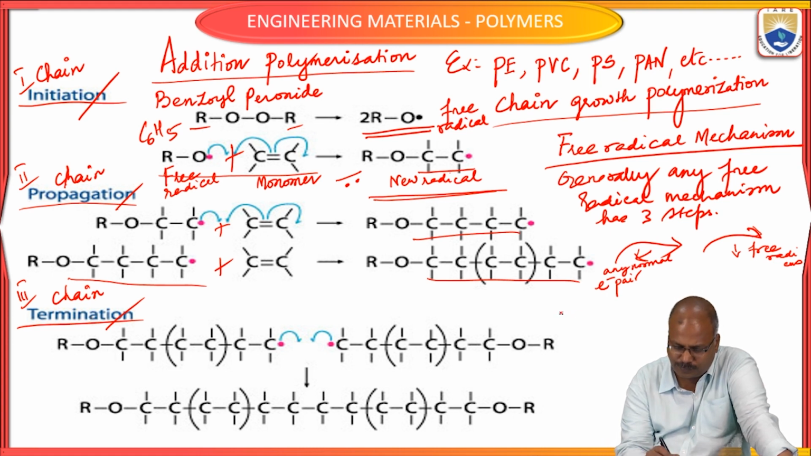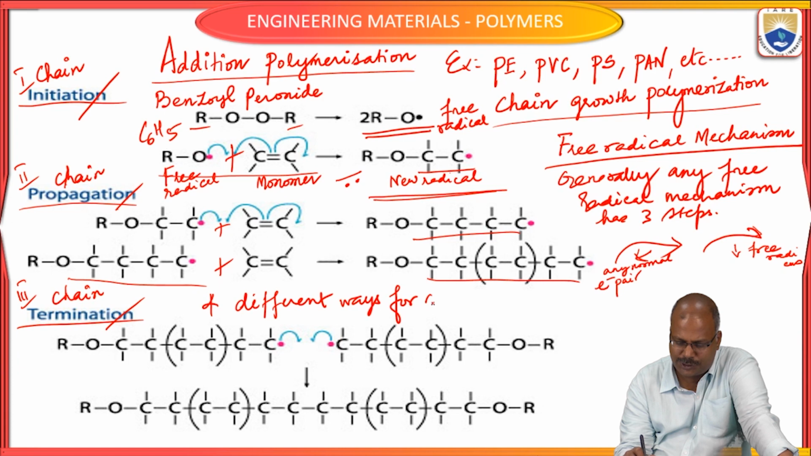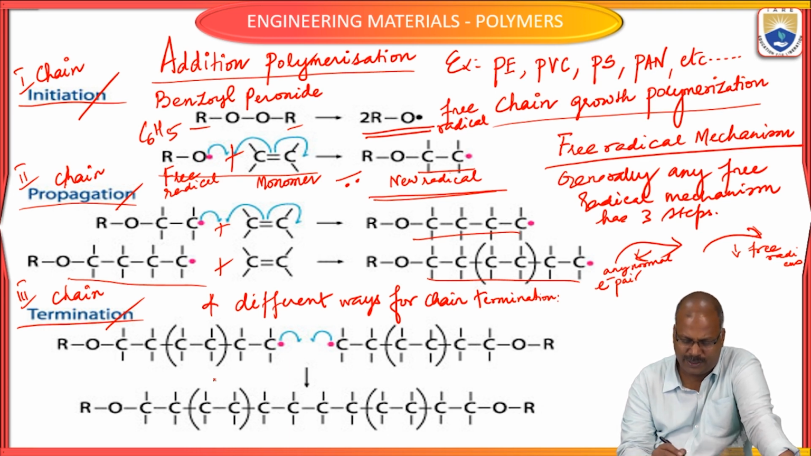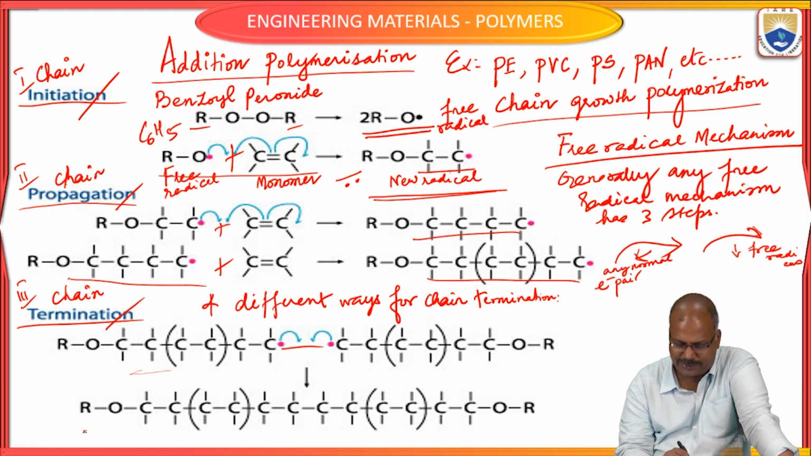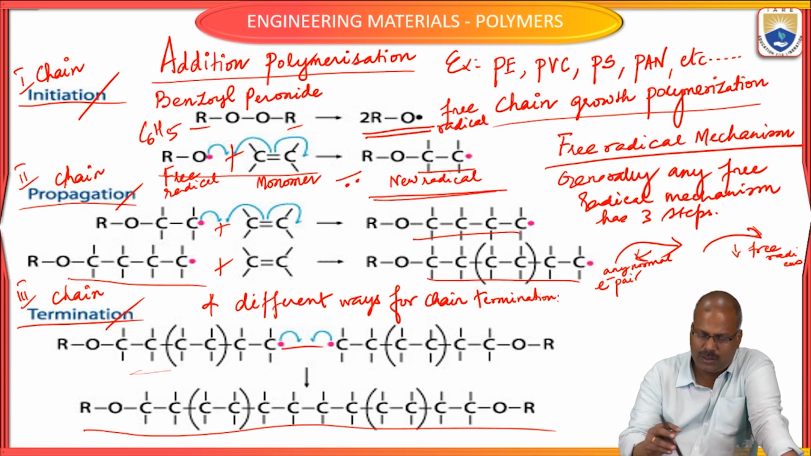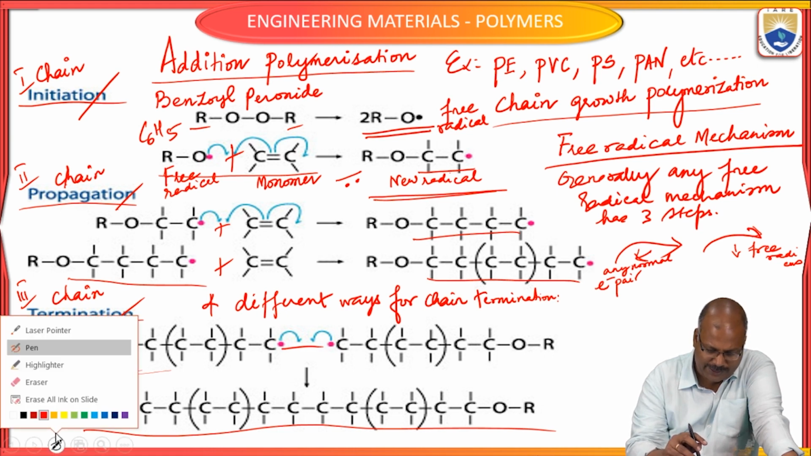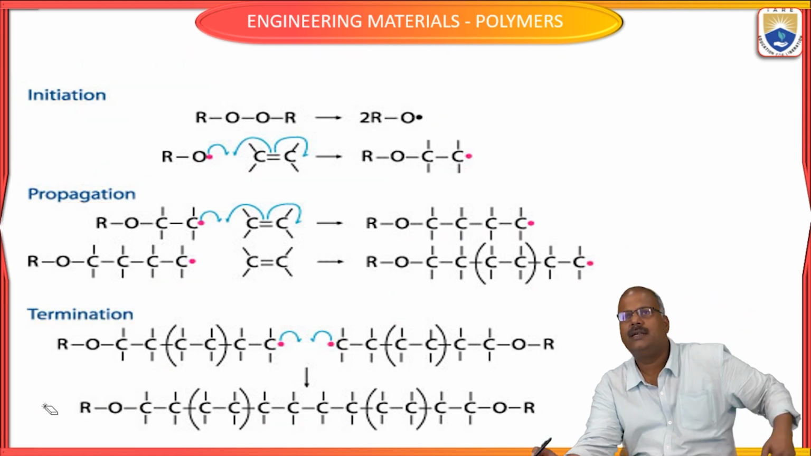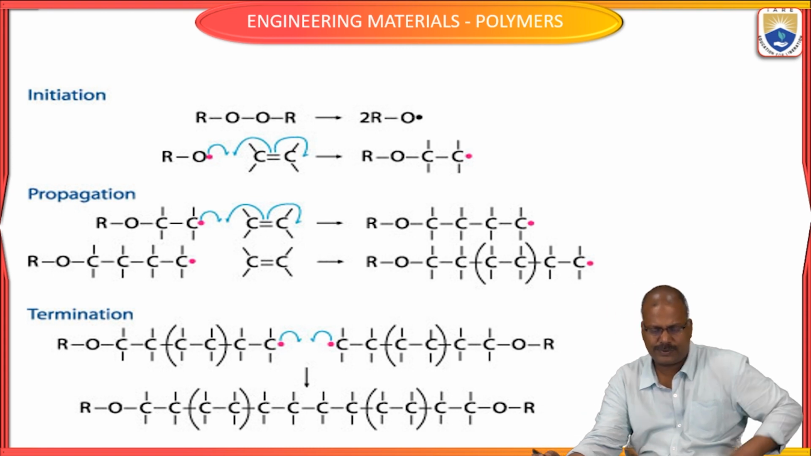There are four different ways for chain termination. Okay, normally we will see one of these, which is more common. Both free radicals combine to form a bond. So like this, these two free radicals combine to form a long chain. So this is how addition polymerization occurs by this free radical mechanism. Okay.